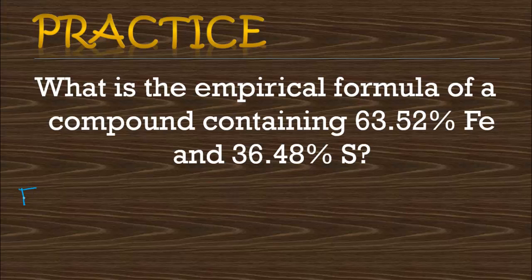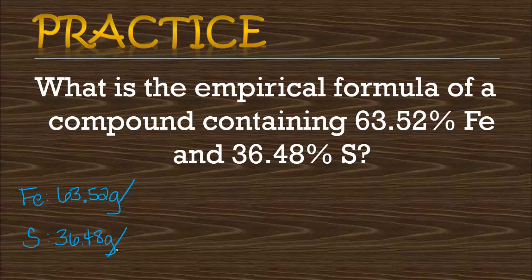So for iron, I'm going to change it to 63.52 grams. For sulfur, I'm going to change it to 36.48 grams. Second step was to change grams into moles. To change grams into moles, we divide by the molar mass. So I'm going to divide both of these by the molar mass.